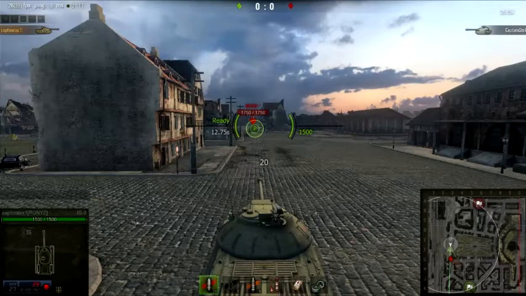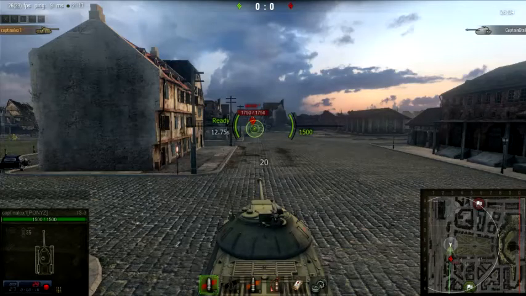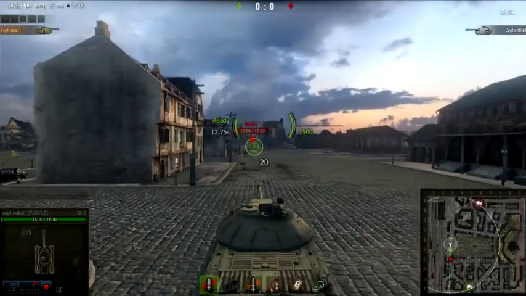Hey guys, so here's an example of, what's it called? Oh shoot. You know when things collide, the momentum? I can't believe I forgot. I was just talking about it a few minutes ago. Anyway, here's an example of that in World of Tanks. Wow, I'm so scared. Inelastic collisions. There we go. Inelastic collision? Or inelastic momentum. I forgot, I'll make a little annotation.